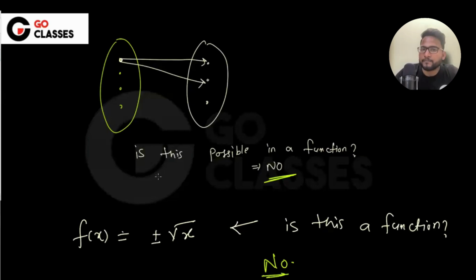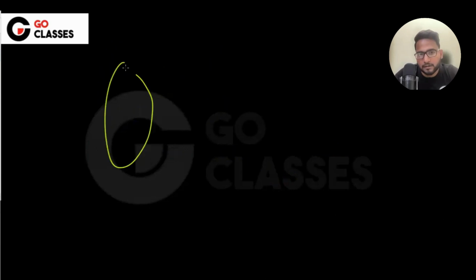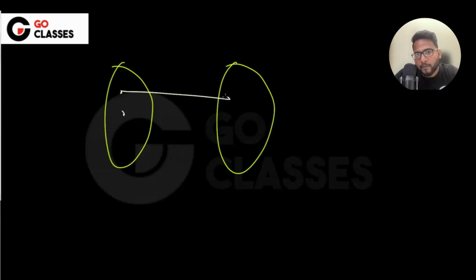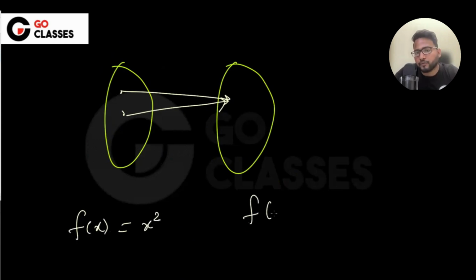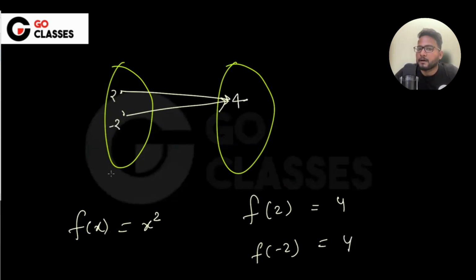It basically says that you don't have two values mapping to just one value. Is it possible to map to one value in a general function? For example, let's suppose you have f(x) equal to x square. For f of 2 and for f of minus 2, what is this? Both are 4, right? So if it is 2 or minus 2, both are giving you 4. Now, is this a function? Yes, this is a function.